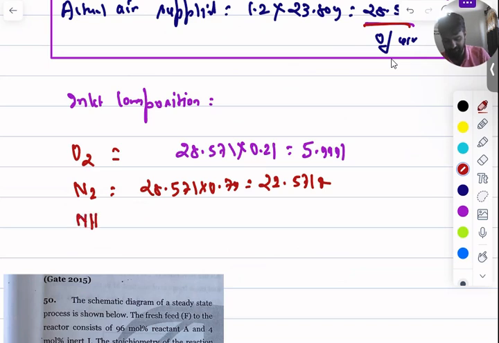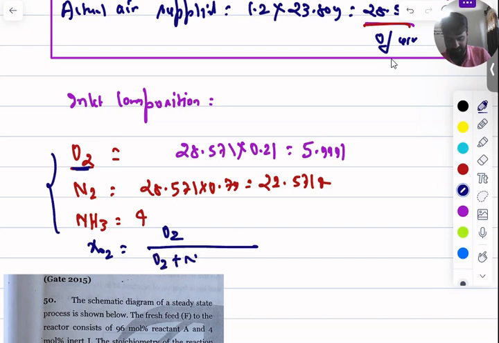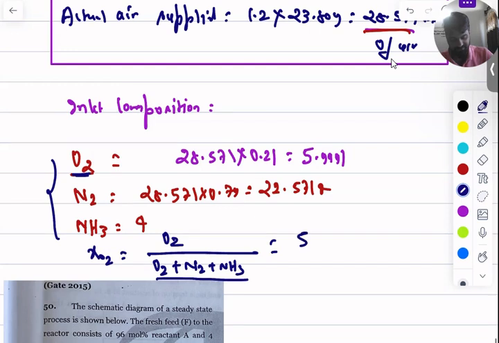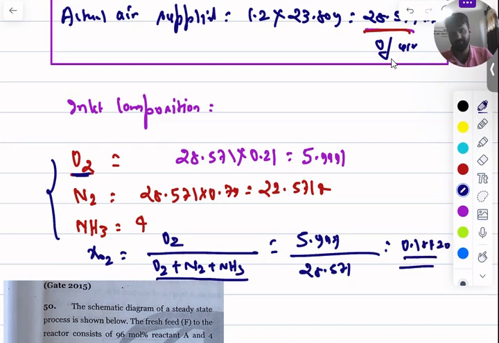How much ammonia was there? NH3 was there in 4 moles. So you are supposed to calculate the mole fraction of oxygen now. So X of O2 will be equal to what? Number of moles of oxygen divided by total number of moles. Oxygen plus nitrogen plus ammonia. Is that clear? And total number of moles will be 28.571. That is 5.991 divided by 28.571. So once you calculate these things, you will be getting 0.18420, something like that. Is that clear?